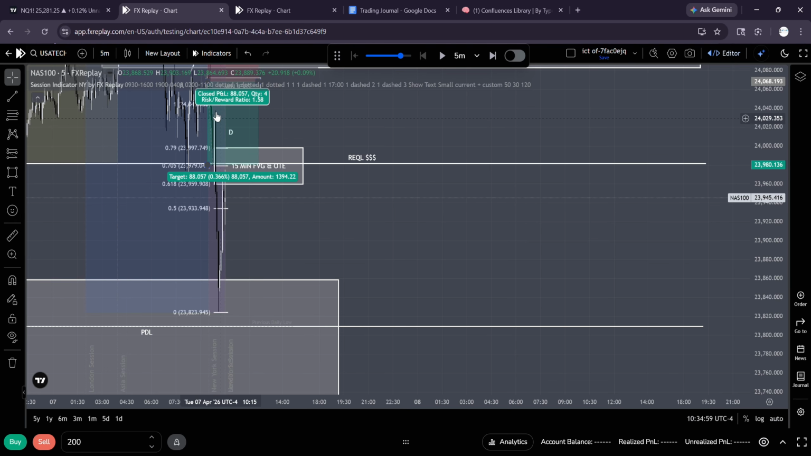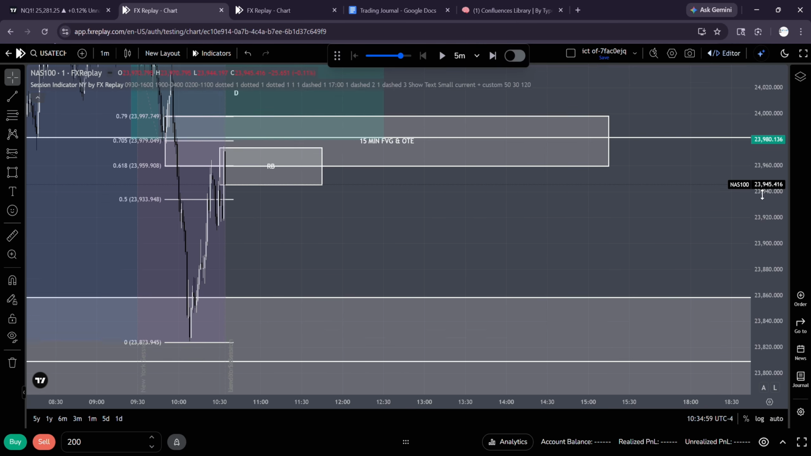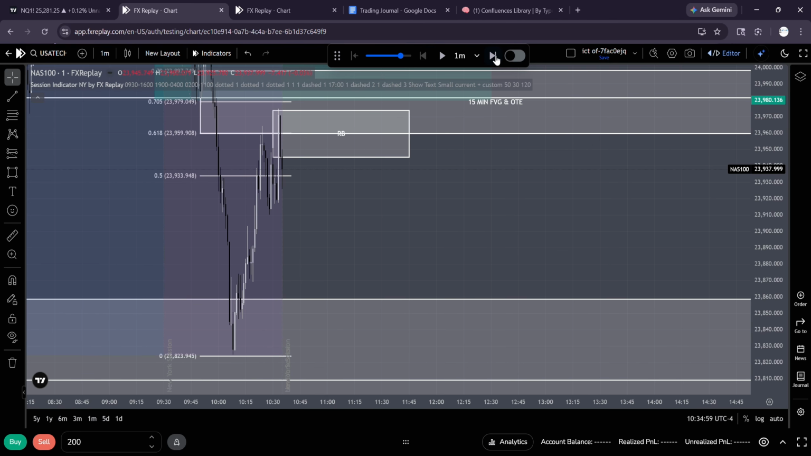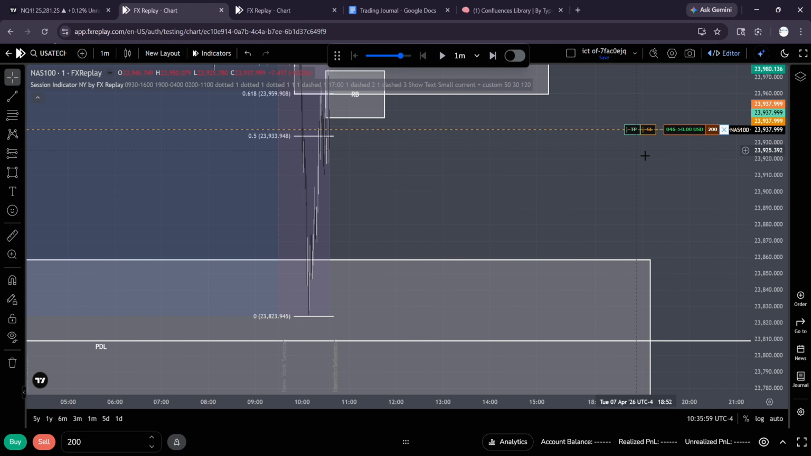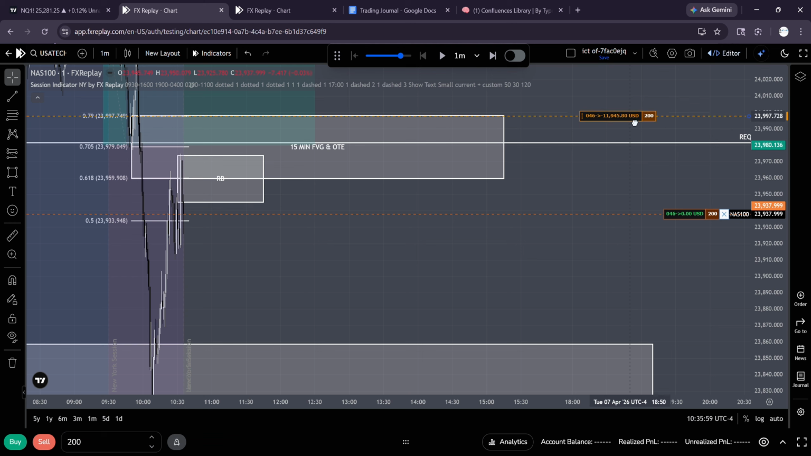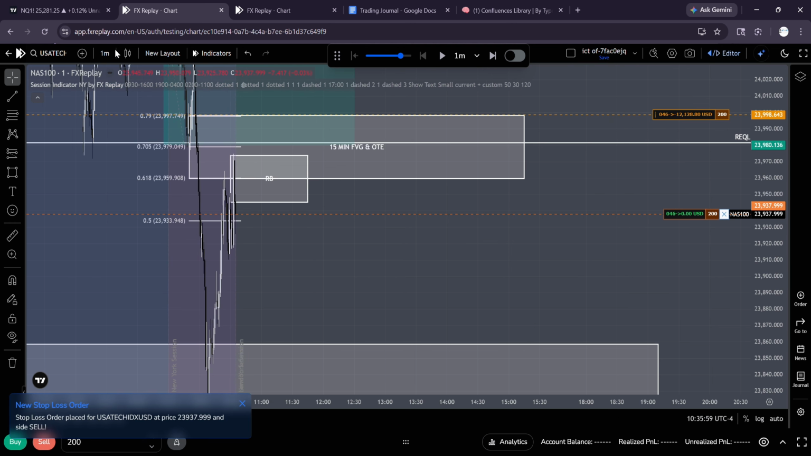And then I do my fib tool from this swing high to this swing low, and this 15-minute fair value gap aligns with this OTE zone, and there's a 15-minute rejection block here as well. And now if we go into the 1 minute chart for our entry, there's a 1 minute inversion. So now we can look to short, targeting our previous day low, and then we can have our stop at this swing, or at this 15-minute.